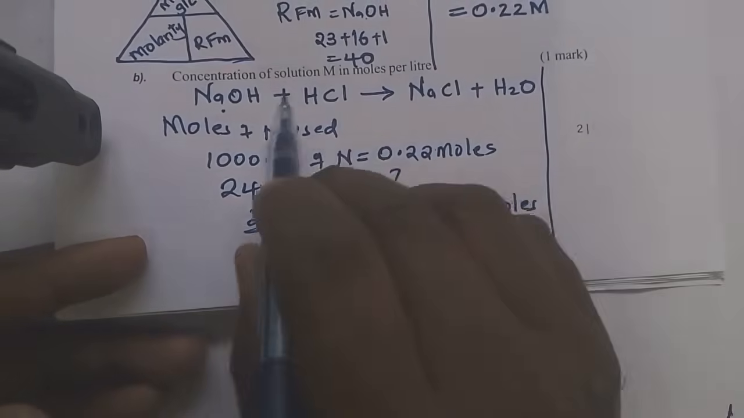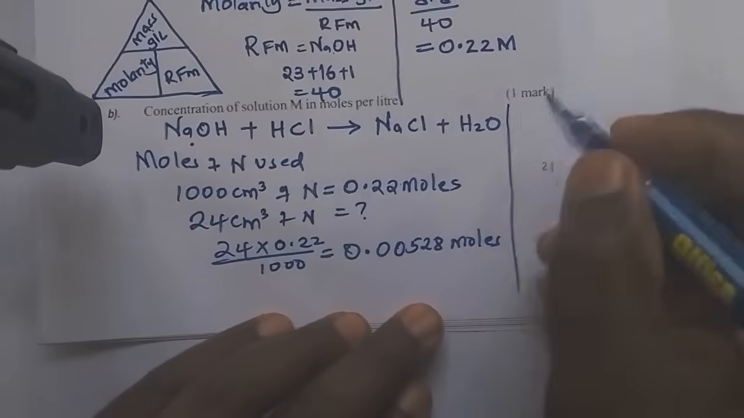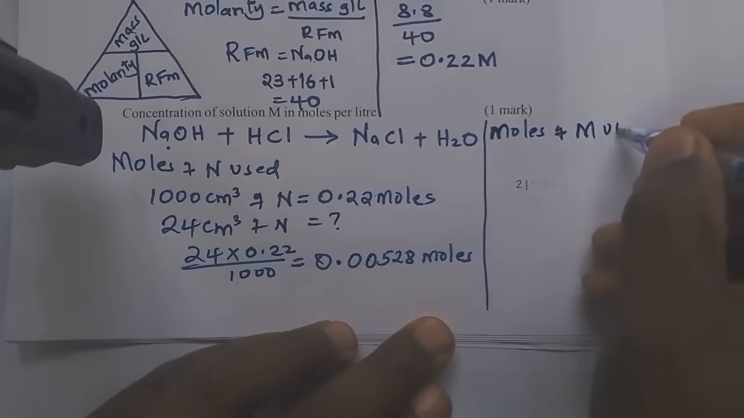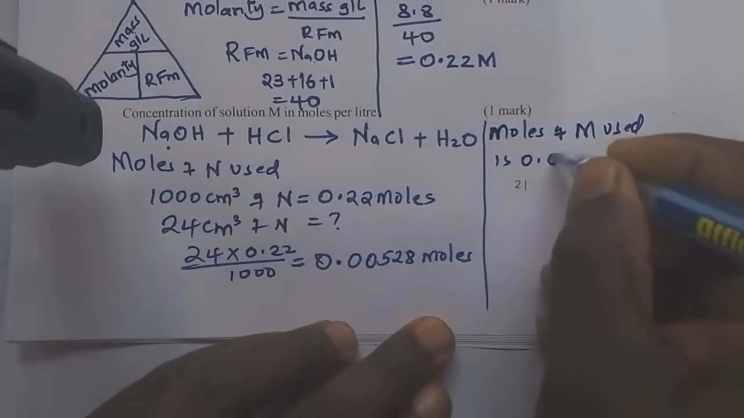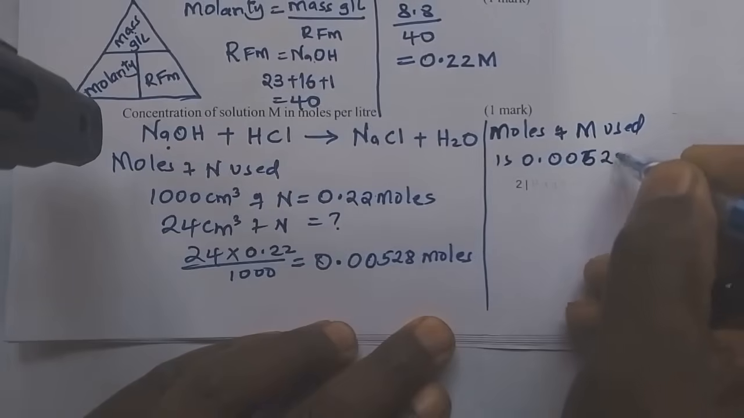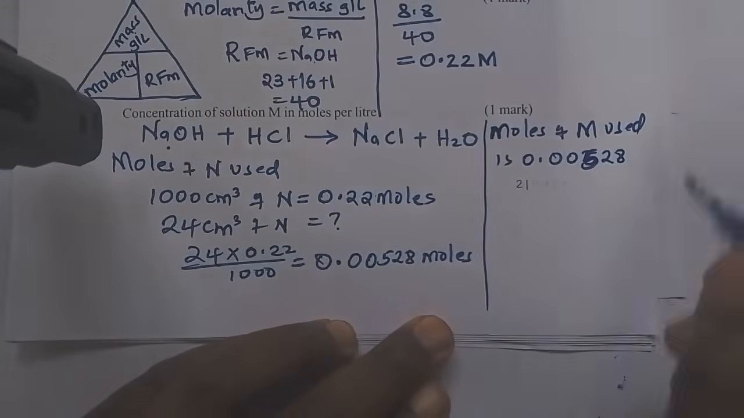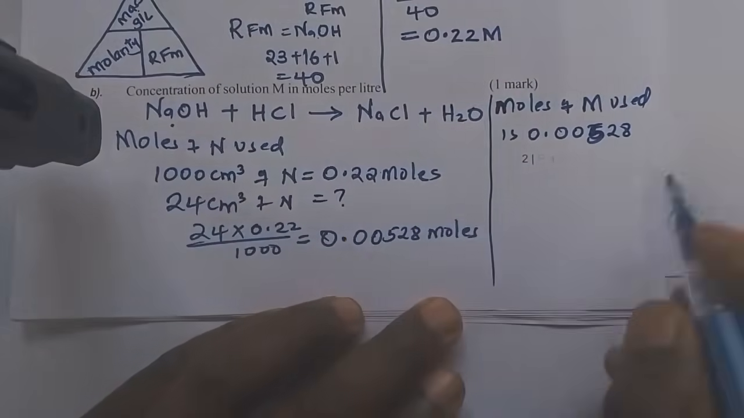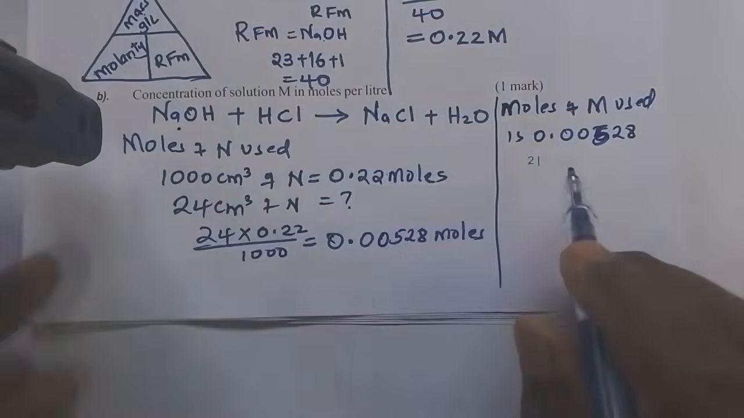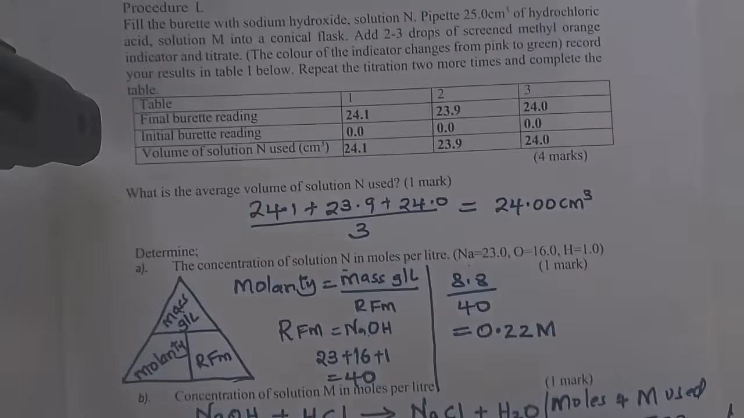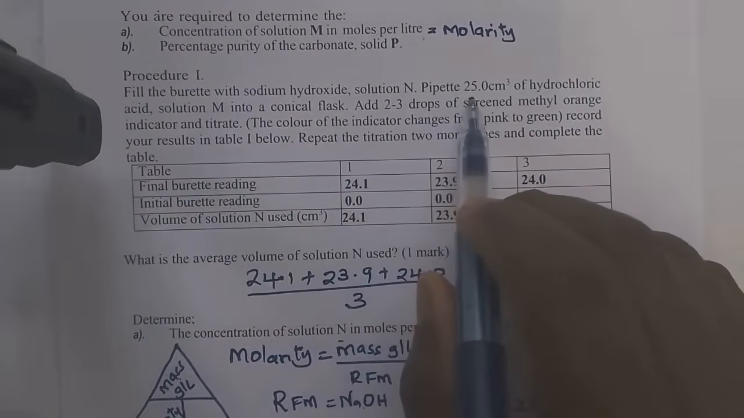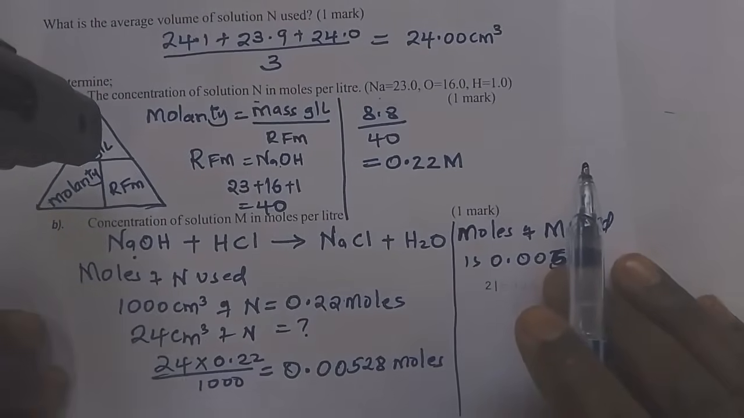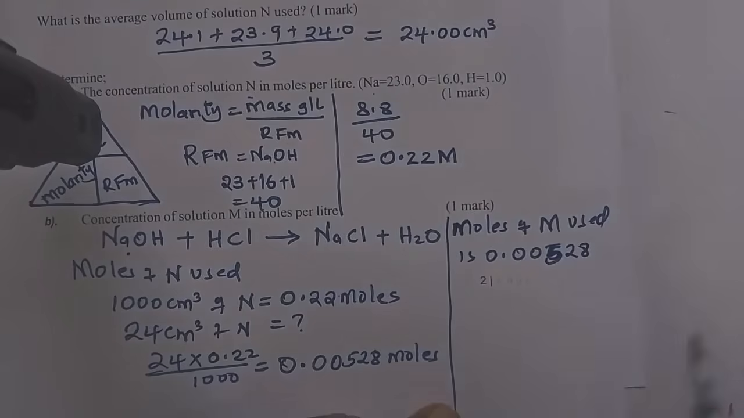Therefore, moles of M used is 0.00528, because the mole ratio is the same. But we are being asked the concentration of solution M. Concentration in moles per liter means molarity. So we will say, how much of the volume of solution M was used? You go back to the procedure and find out. We were told to pipette 25 of hydrochloric acid solution M. So we used 25. 25 of M reacted with 24 of N to reach the end point.